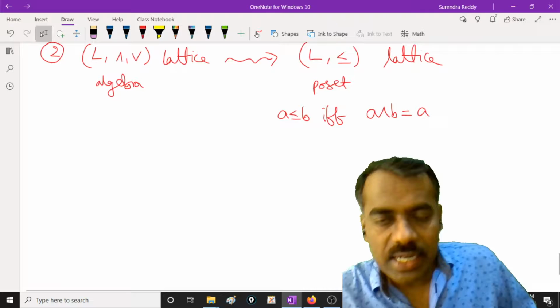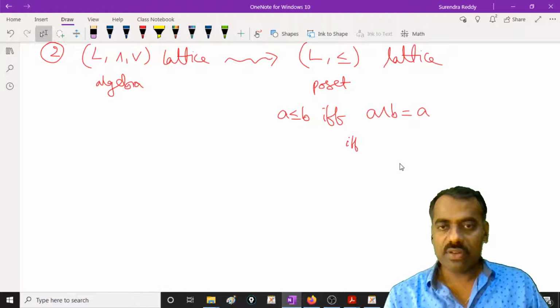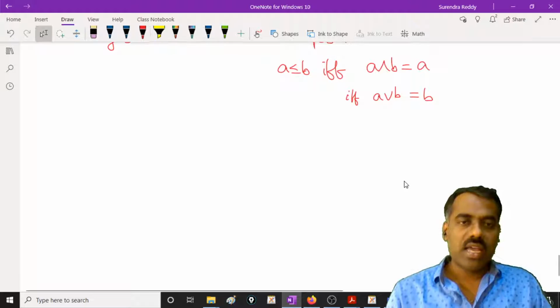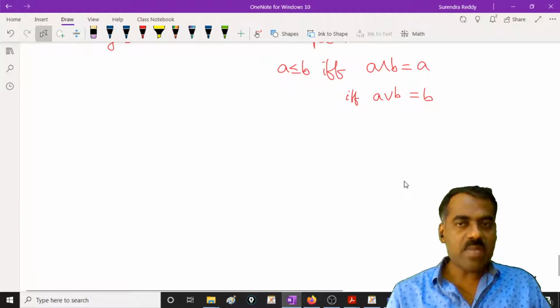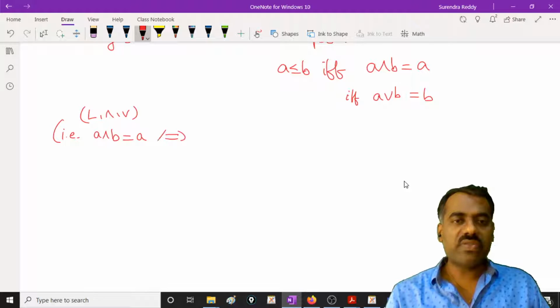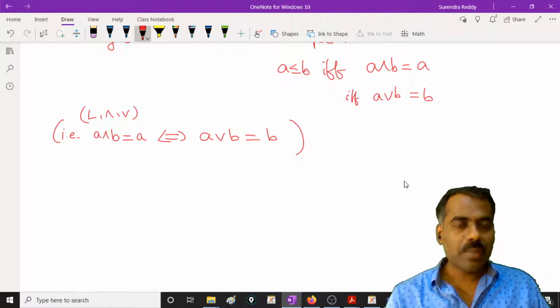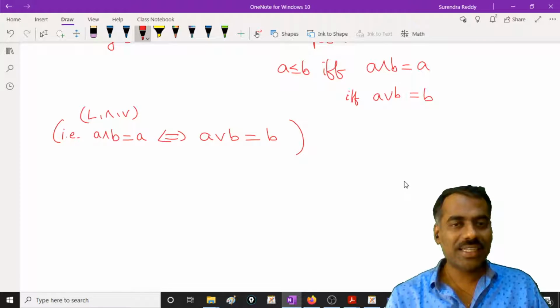You can observe here, you can also give it in the form of, this is the same as: if and only if A join B is B. Can somebody see why this one? In a lattice algebra, A meet B is A if and only if A join B is B. So that is what we are saying here. Why? What is the reason? By simply using the absorption property you will get it. Can you see why this is true?